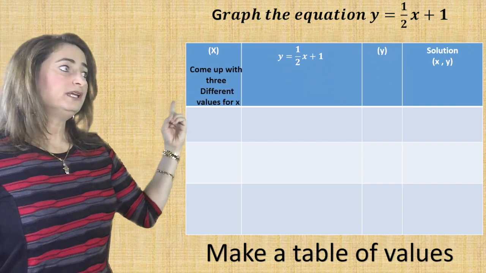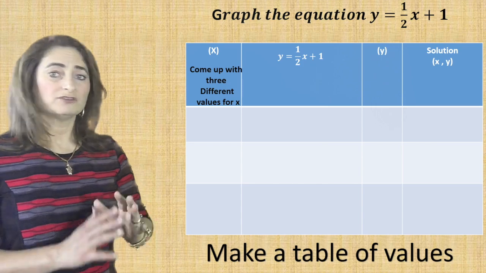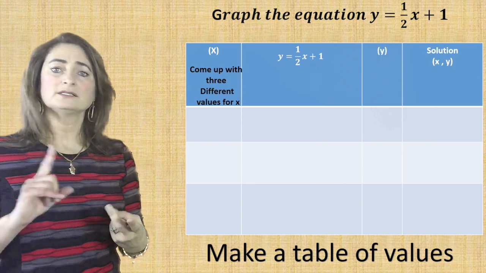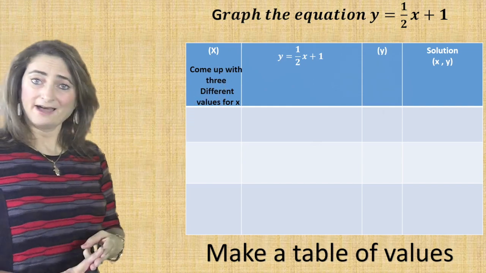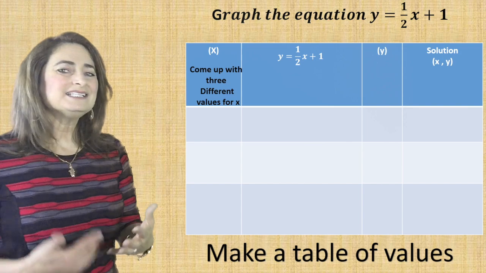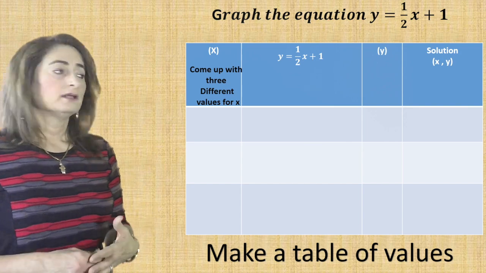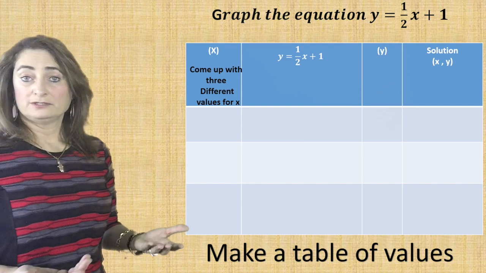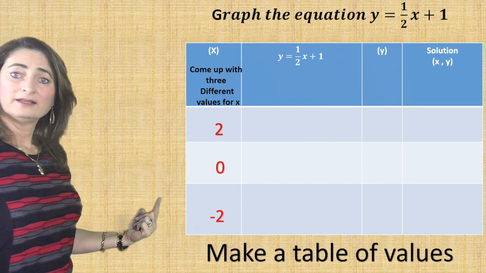Come up with 3 different values for x. You can come up with any value for x. You can write any number for x, but I want 1 positive, 0, and 1 negative. Since the equation has half in it, look at the denominator, which is 2. So it's easier for you to find numbers that are multiples of 2. And I would choose the easiest one, which is 2, 0, and negative 2.